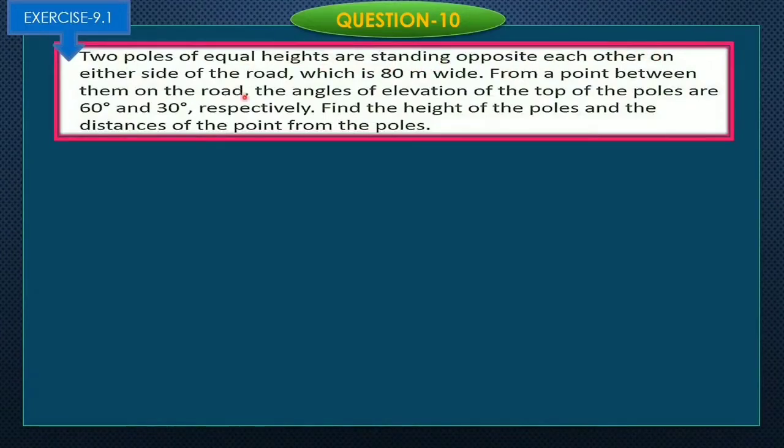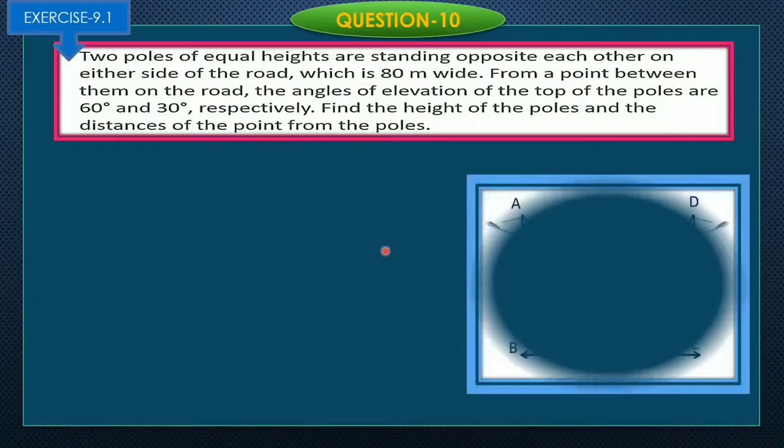other on either side of the road, which is 80 meter wide. From the point between them on the road, the angle of elevation of the top of the poles are 60 degree and 30 degree respectively. Find the height of the poles and the distance of the point from the poles. So first of all, we'll make a figure.